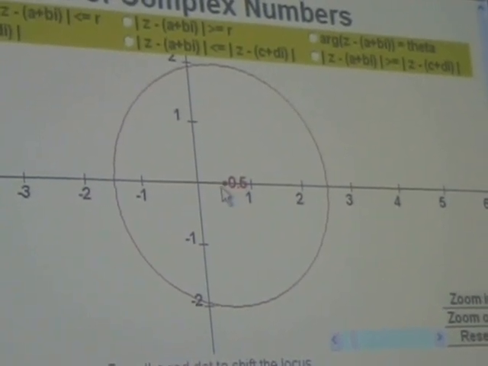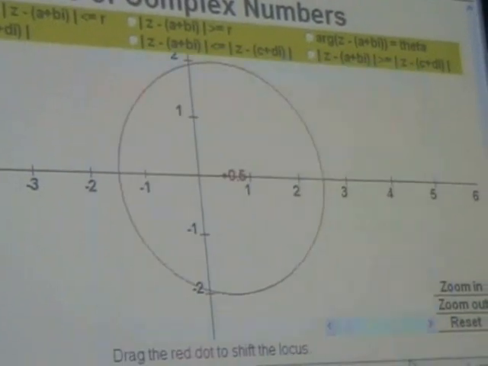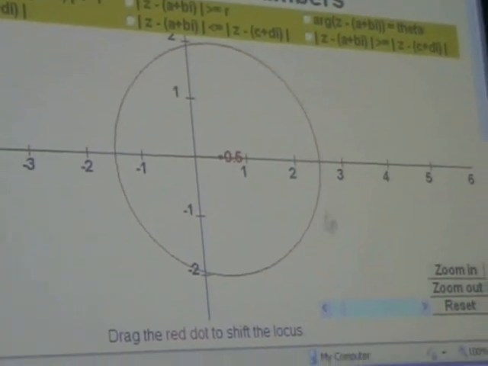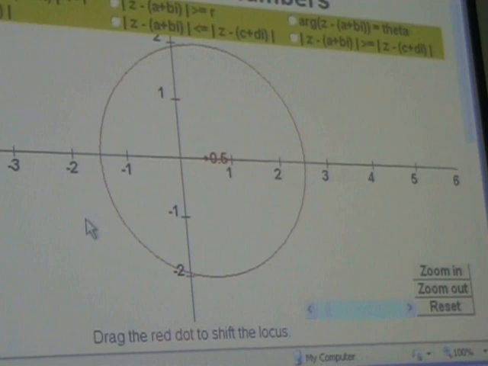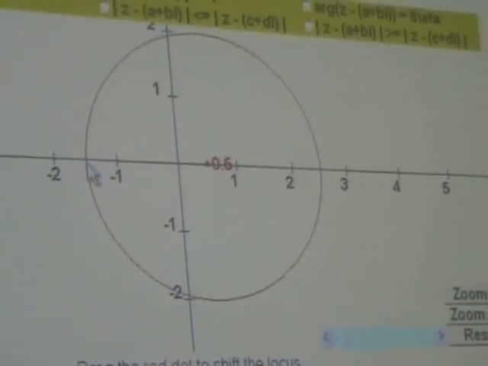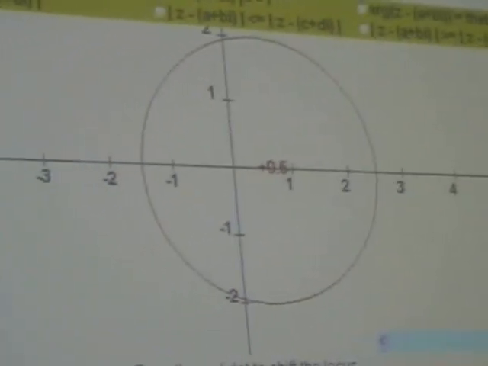The center is half and the radius is 2. Okay, so this is a circle. So you have to label here 2.5. This is minus 3 over 2. Okay, this one is if it's an equal sign.